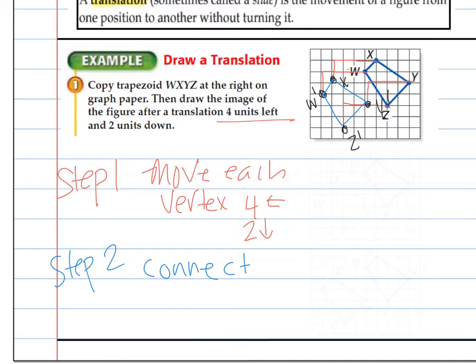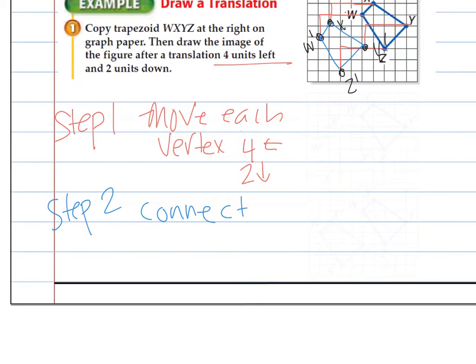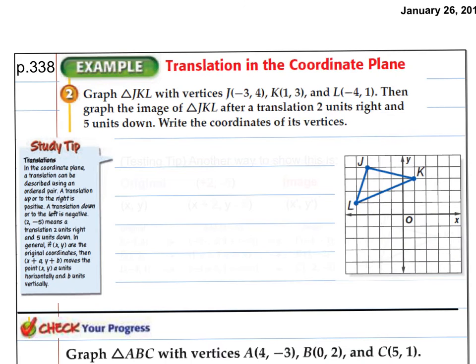Okay, that gets a little tricky. What if I didn't give you graph paper is what we're going to look at next. How can I do this if I don't have the images right in front of me? So, translation in the coordinate plane. Say we still have to graph these, so we graph negative 3, 4, so that's 3 to the left and 4 up.